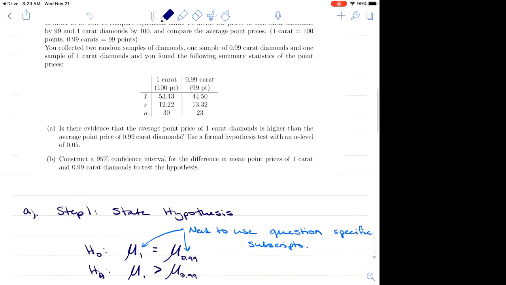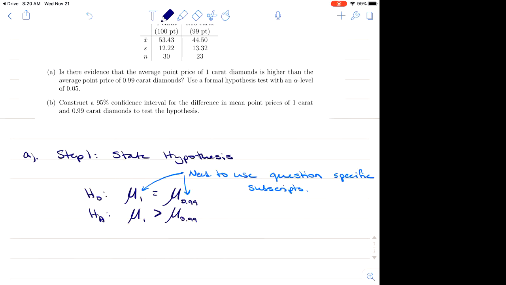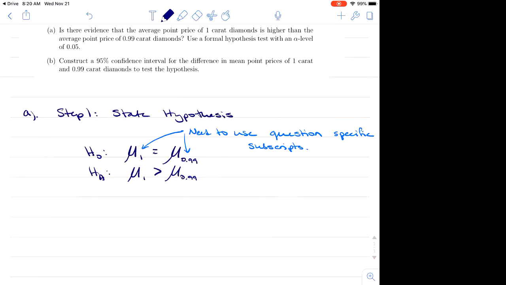I'll just make a little note here that I'm going to use this as group 1 and this is group 2. Once I've decided which one is group 1 and which one's group 2, you have to stick with it. You can't jump around. But I don't think you would.